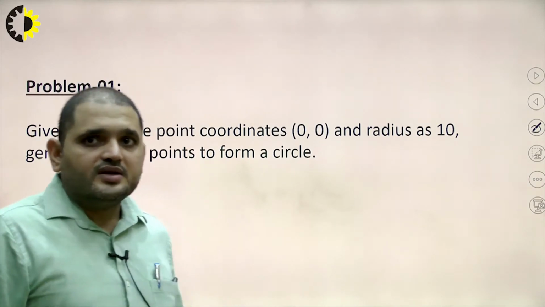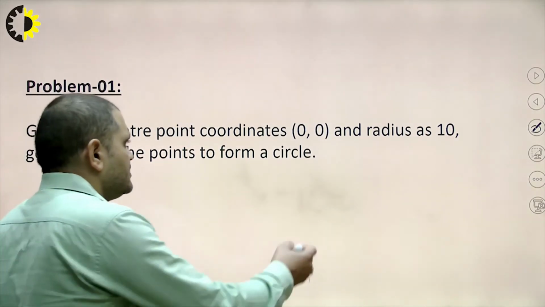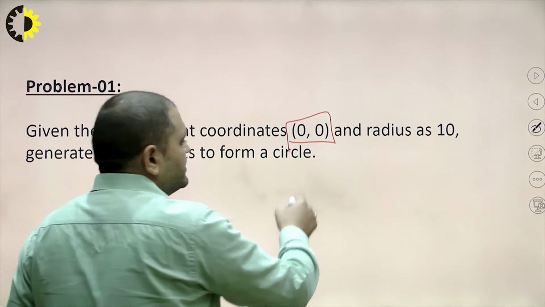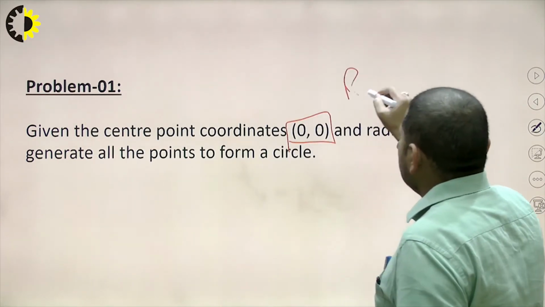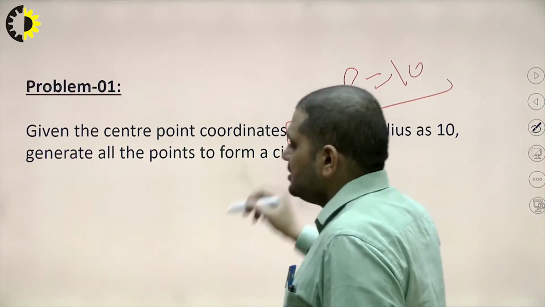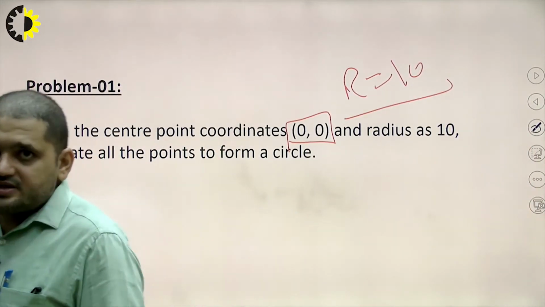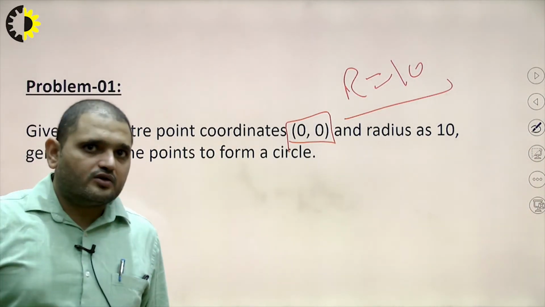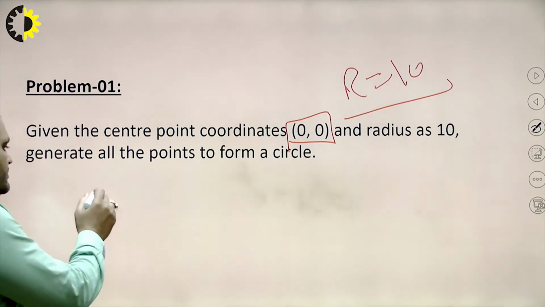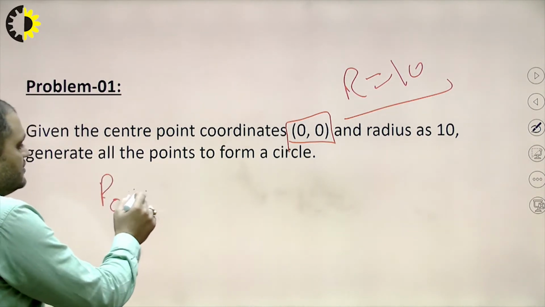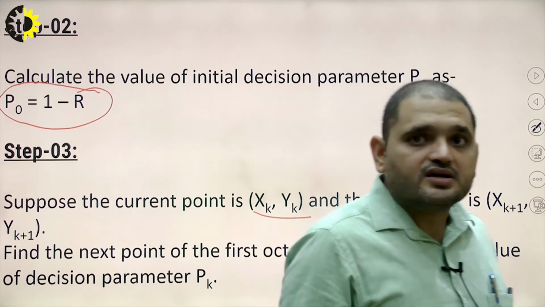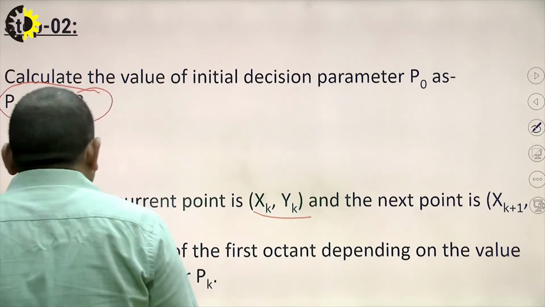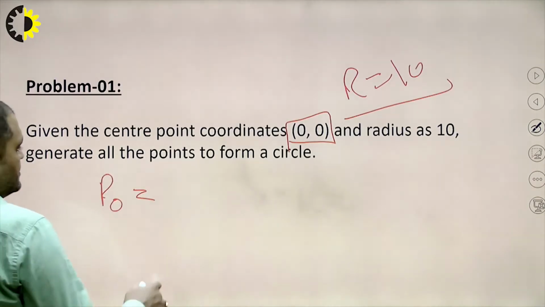Okay, so we should understand this with the help of a problem. The problem is: the coordinate is given as 0 0, it means the center of the circle is at origin, and the radius is given as r equals 10. So the radius is given, the origin is the center, so we can find out the initial decision parameter p0, which equals 1 minus r. So p0 equals 1 minus r.